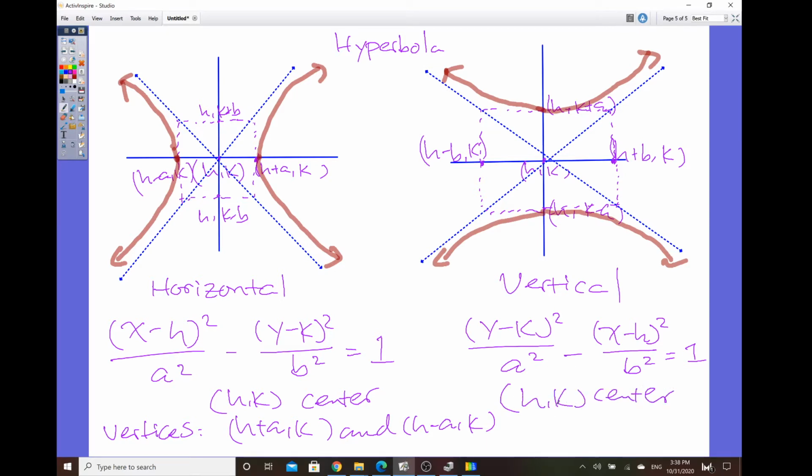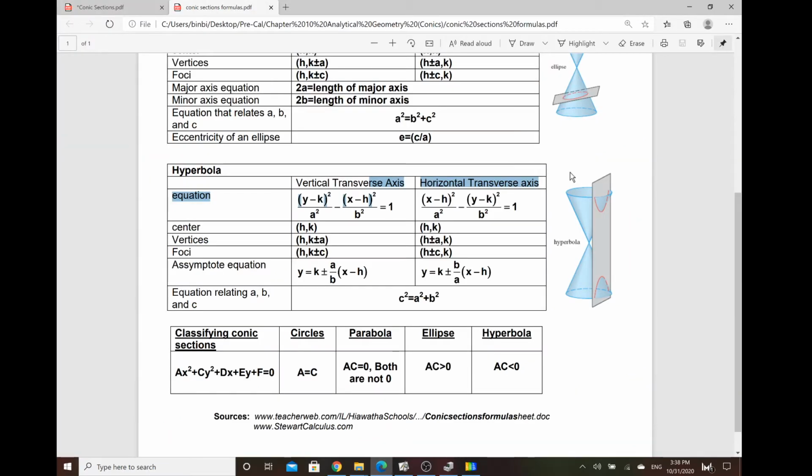The way to find the vertices for the vertical one is h comma k plus a, and the other one is h comma k minus a. You can also refer back to the formula sheet, which basically tells you how to find the vertices.